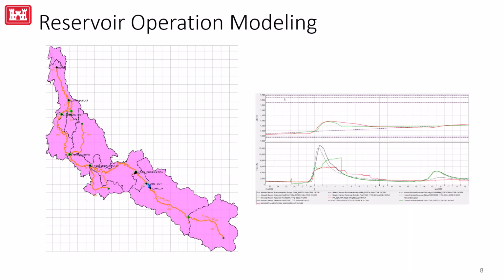An HEC ResSim project was constructed for the Duwamish River watershed as well. The purposes of this model were to simulate operations at Howard Hansen Dam and compute reservoir releases for the hydraulic model to consume. The image on the left shows the watershed that was included, while the image on the right shows the computed reservoir operations for Howard Hansen Dam for a historic event.